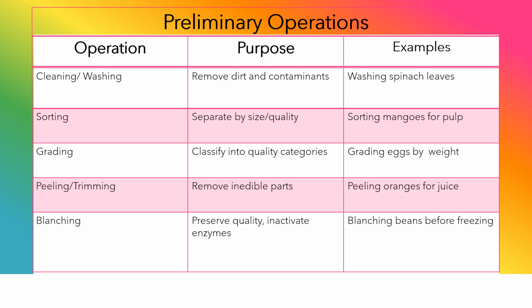The next one is peeling. Peeling means removing the outer covering or skin of fruits and vegetables to make them suitable for processing. For example, peeling potatoes before making chips. The last one is blanching. Blanching means brief heating, usually in boiling water or steam, followed by cooling to inactivate enzymes, preserve color, and soften texture. For example, blanching peas before freezing to maintain their freshness.